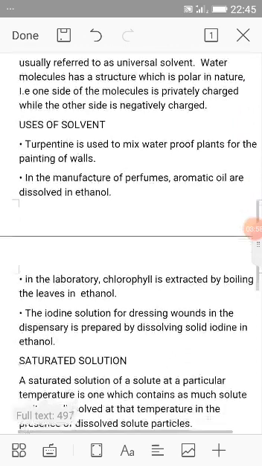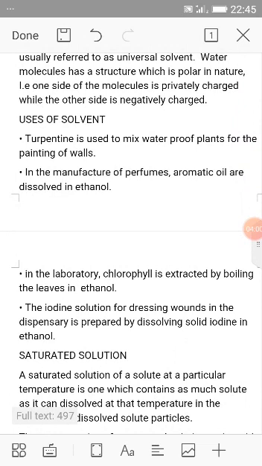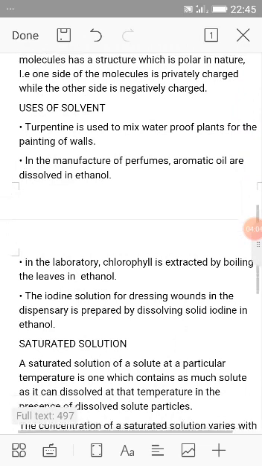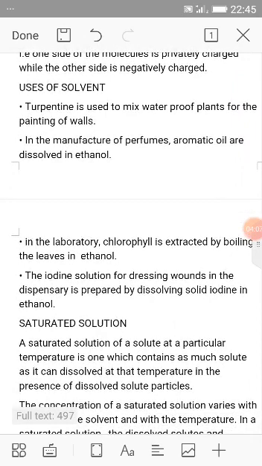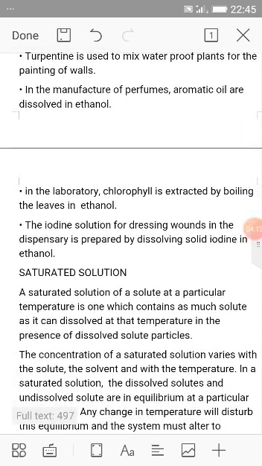Turpentine is used to mix waterproof paints for painting walls. In the manufacturing of perfume, aromatic oils are dissolved in ethanol. In the laboratory, chlorophyll is extracted by heating leaves in ethanol. The iodine solution for dressing wounds is prepared by dissolving solid iodine in ethanol.